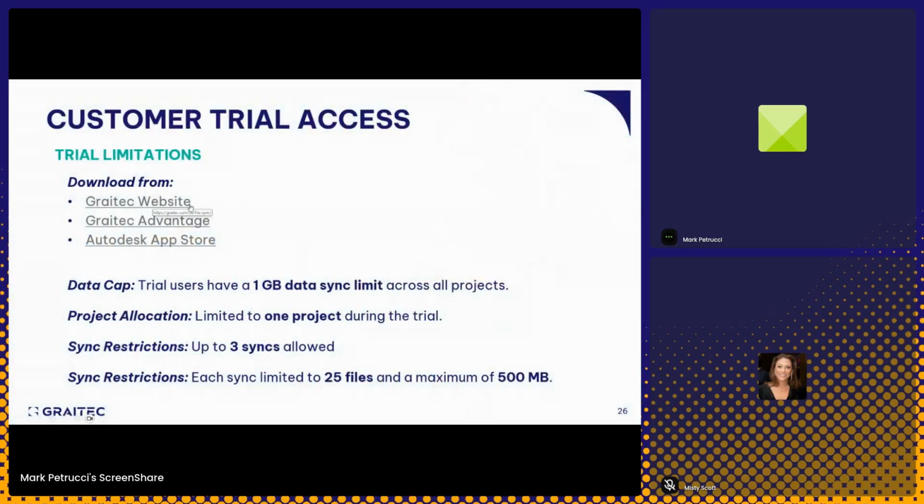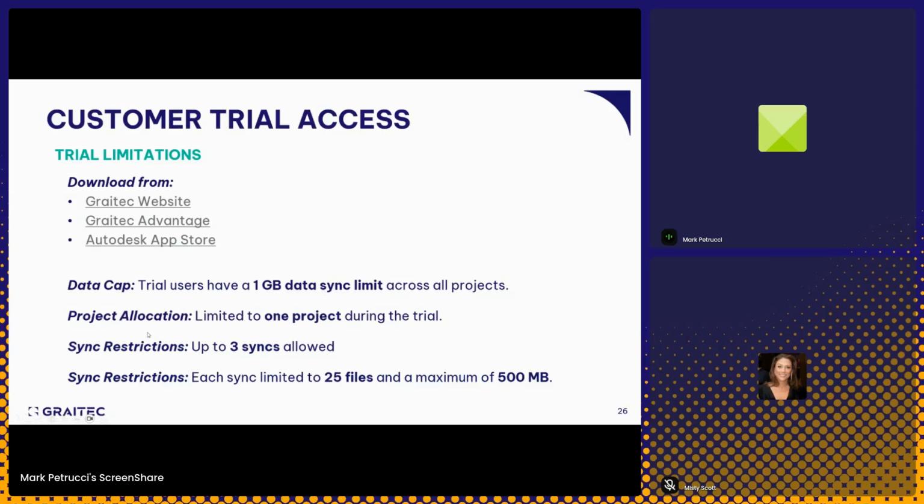So I mentioned that there are 3 places where you can download the trial version of Sync. I do want to point out what the limitations are. Trial users have 1 gigabyte data sync limit across all your projects. You should be able to determine how well you like using File Sync. With 1 gigabyte of data, that's quite a bit.